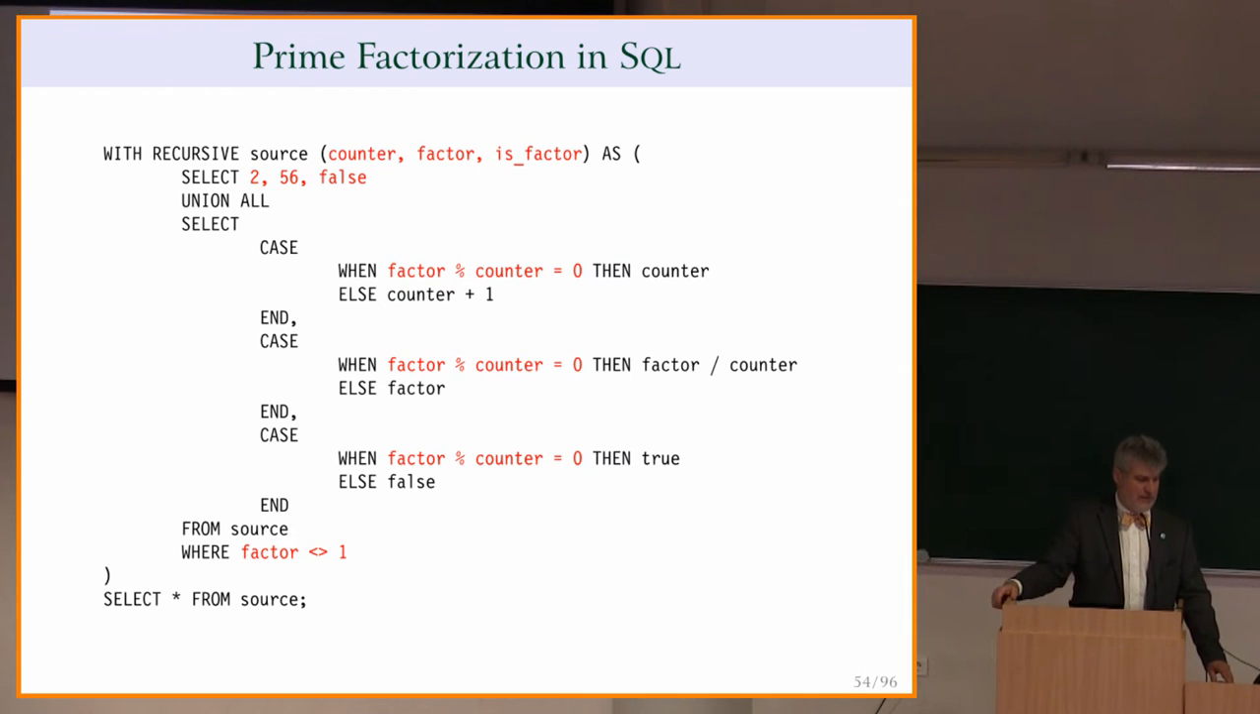That's for the first column. This changes the first and second column. If it's a factor, then return the factor divided by the counter. If not, return the factor. And finally, it does a modulus and says if it's a factor, returns true, otherwise returns false, and keeps going until the factor is not equal to 1. Okay?